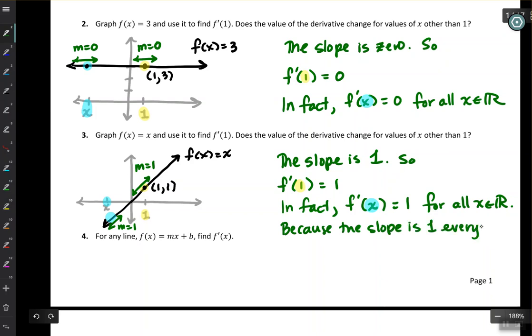Everywhere. Right? Just like here, the answer was 0. The slope of the horizontal line, y equals 3, is 0 no matter where you are in the domain. Let's write that.